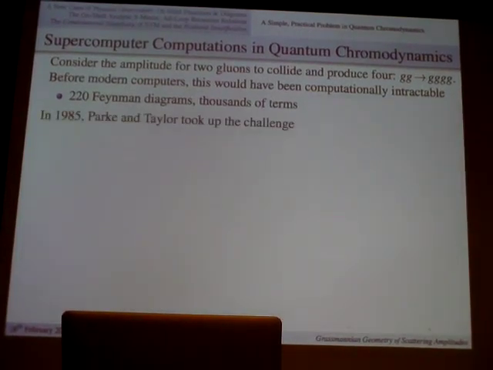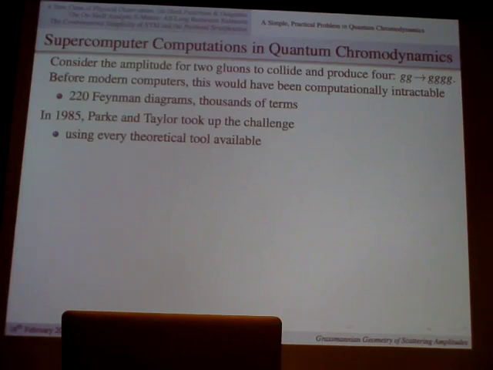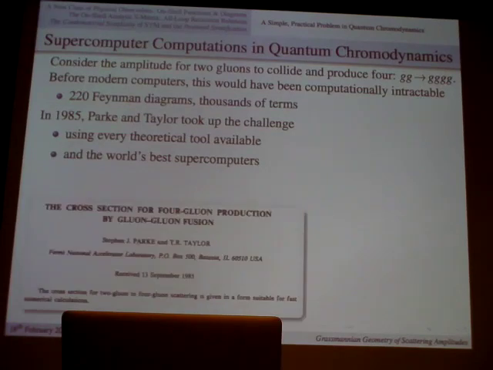So they decided they wanted to calculate this. They could answer that challenge. And they used every theoretical tool they could think of. They introduced an auxiliary supersymmetry, N=2 supersymmetry. It was very weird. They used the world's best supercomputers at Fermilab, and as soon as they got the answer, they rushed it to publication.